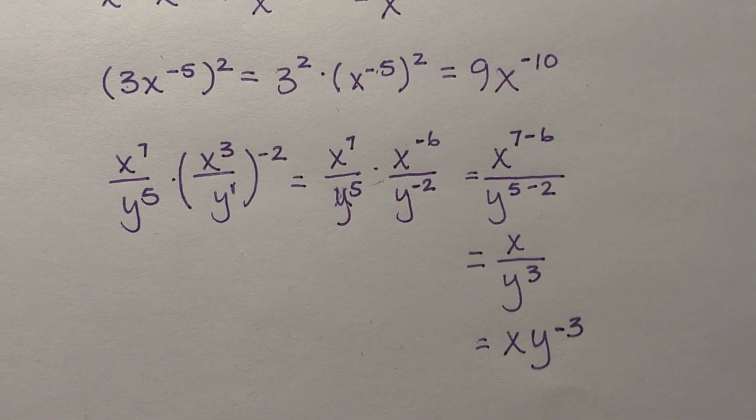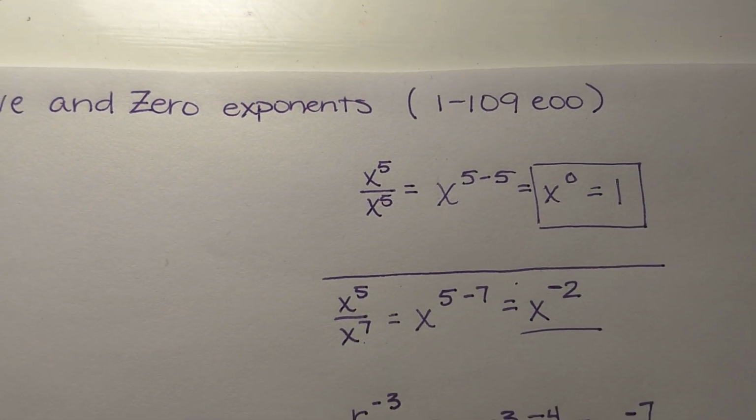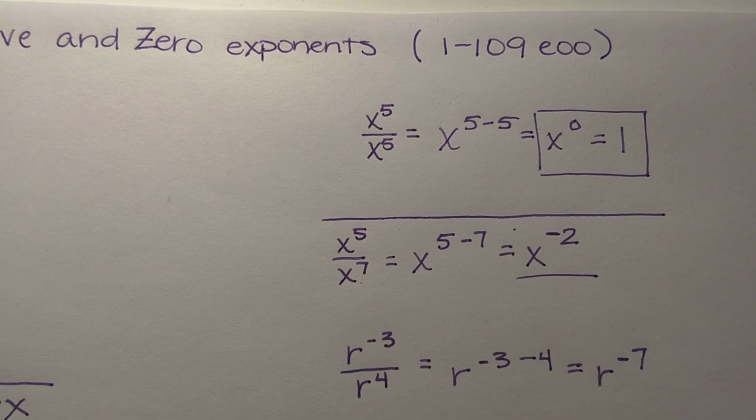And that's my answer. So your assignment for this is 1 through 109, every other odd. Just make sure you do every other odd, and it's not that many problems. Okay, that's all. We'll move on to the next one now.